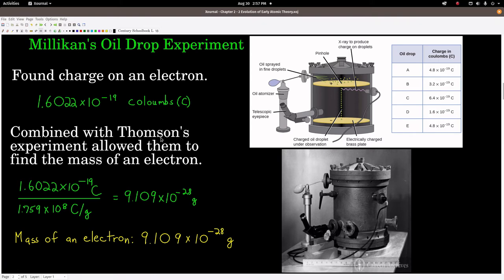Now, combining that with the result of Thomson's experiment, where Thomson found the charge to mass ratio, he was able to easily calculate the mass of an electron. Knowing the charge and the charge to mass ratio, he just took the charge on an electron, divided by the charge to mass ratio, and got the mass of an electron: 9.109, to 4 sig figs, times 10 to the minus 28th grams, or 9.109 times 10 to the minus 31st kilograms. So that's kind of an important number. And that's what Millikan did, a pretty important experiment.